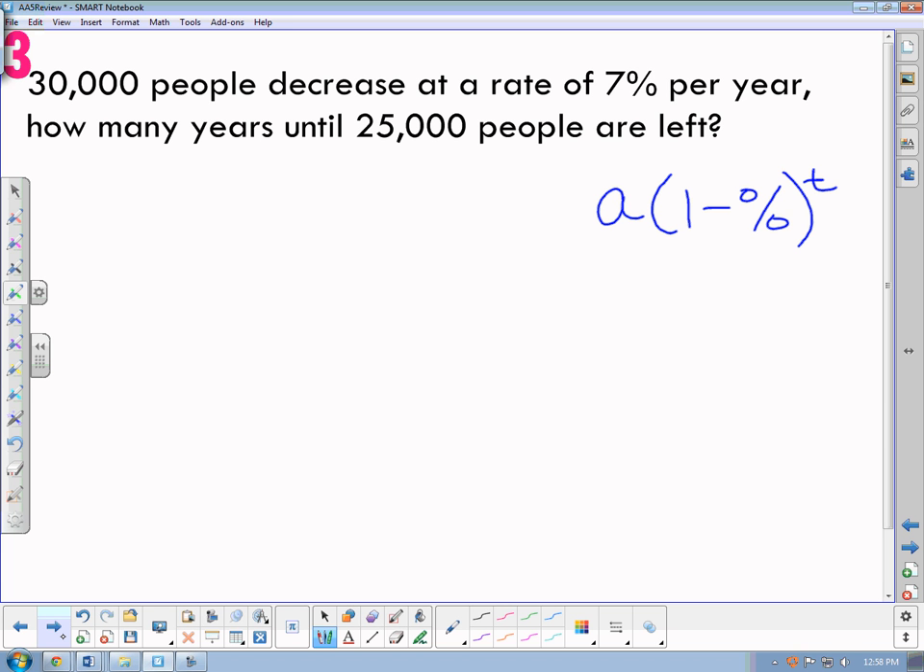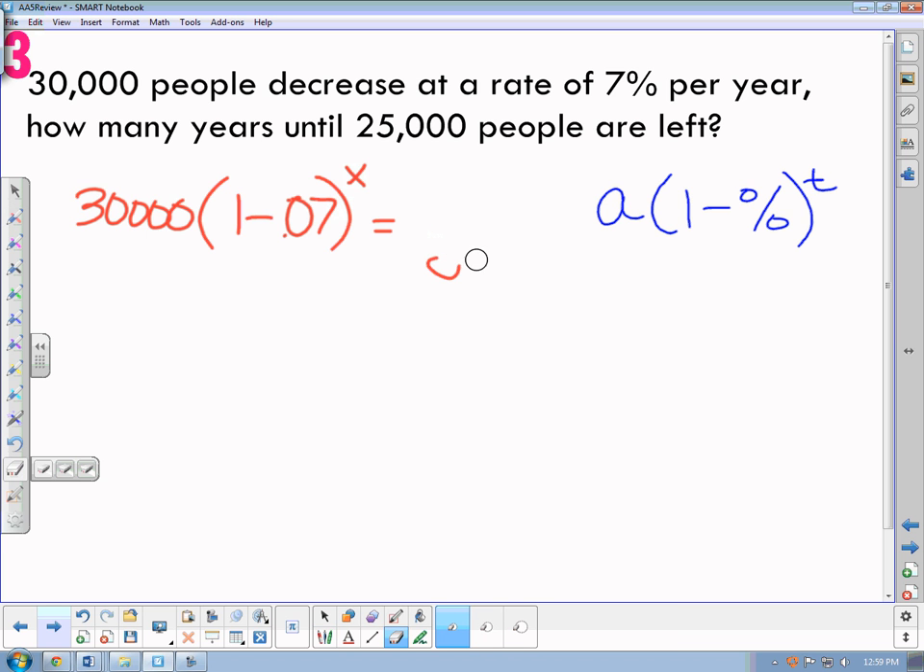Next question says 30,000 people decrease at a rate of 7% per year. How many years until 25,000 are left? So we're starting out with 30,000 people. It's going down, so it's 1 minus a percent. In this case, it's 0.07. And then to the x power equals y. Oh, we know what y is. It's 25,000.